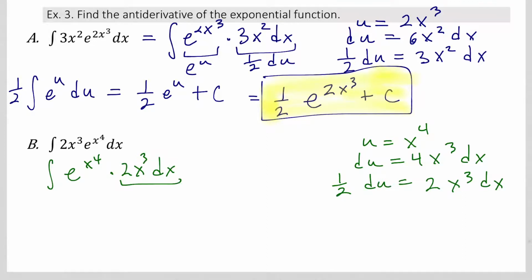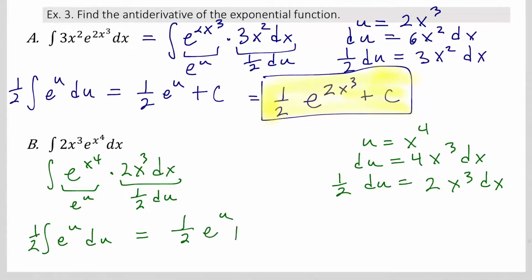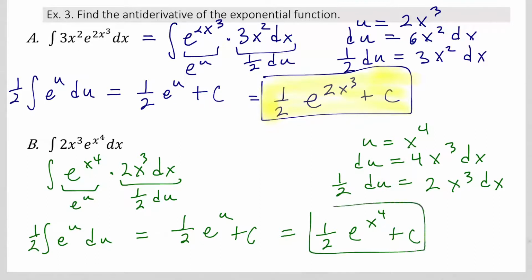2x cubed dx would be 1/2 du, and then e to the x to the 4th would be e to the u. So I've got the integral of e to the u, 1/2 in front, du, which is 1/2 e to the u plus c, which is equal to 1/2 e to the x to the 4th plus c. Alright, so these aren't too bad using the u substitution method, with the power of the e to the x function generally being a good choice for u.